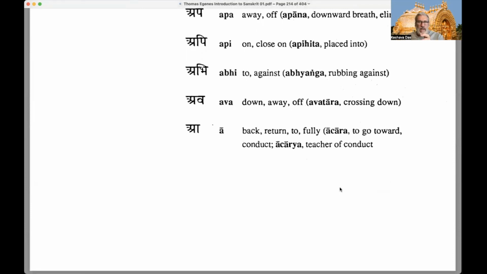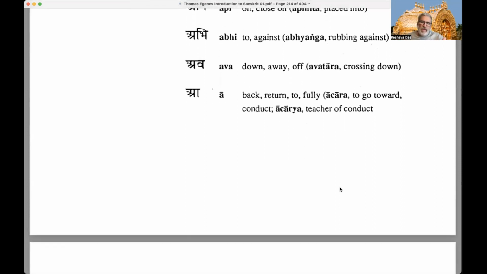We have the word anga. Anga means a limb. So abhyanga, it might be abhyanga shnana, where we rub the body with oil, or rub the body with mud, or some other item like that. It's a type of bath, right? So abhyanga. So again, we have the sandhi, the I in abi, followed by another vowel turns into the semivowel Y. Abhyanga, rubbing against.